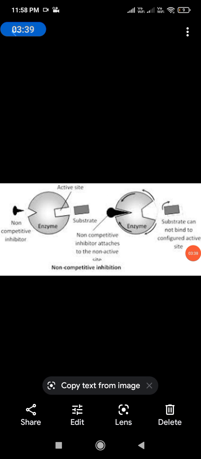Then we have non-competitive inhibition, where a non-competitive inhibitor comes and changes the active site of the enzyme, so the substrate cannot come and bind. This is non-competitive inhibition.